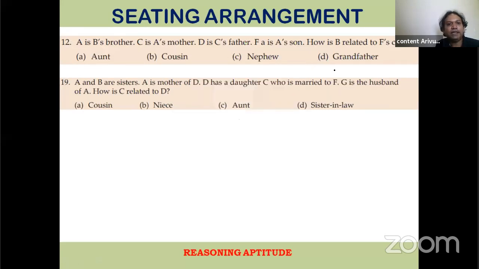Now let's look at question 19. What is the thing given in question 19? A and B are sisters. So, okay, let's start by doing that. A and B are sisters. They are siblings. Both the siblings are females. A is mother of D. Gender of D is not given. D has a daughter C. So C is a female who is married to F. C is married to F. G is the husband of A.